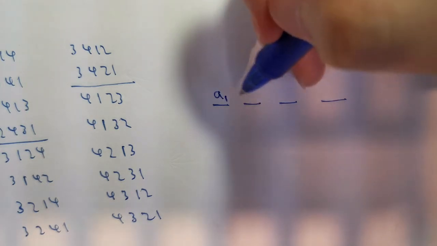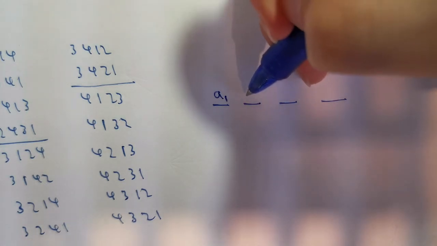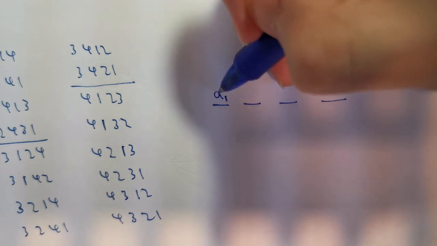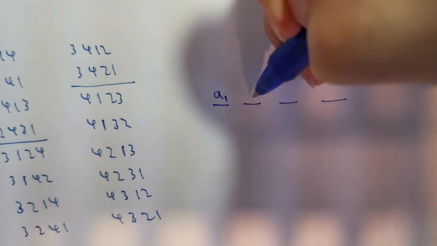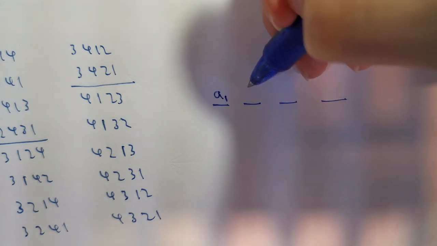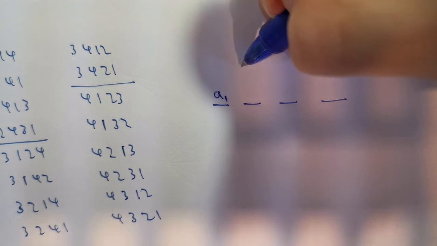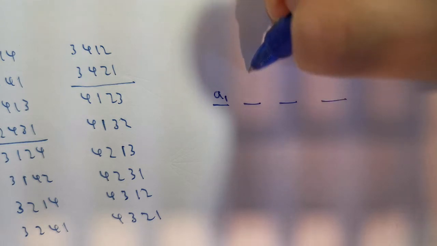Yes, there are 3 choices. And the main thing to note is that these 3 choices could be different depending on what A1 is. If A1 is 1, then the 3 choices are 2, 3, 4. If A1 is 3, these 3 choices could be 1, 2, 4. But the main thing to note is that there are 3 choices. So there are 3 choices for this.